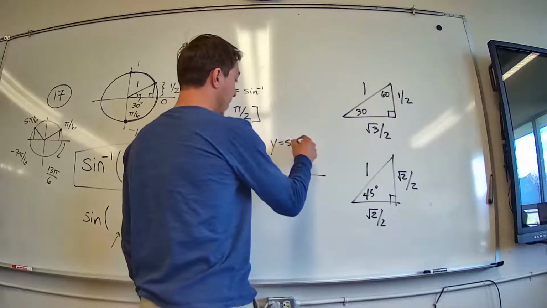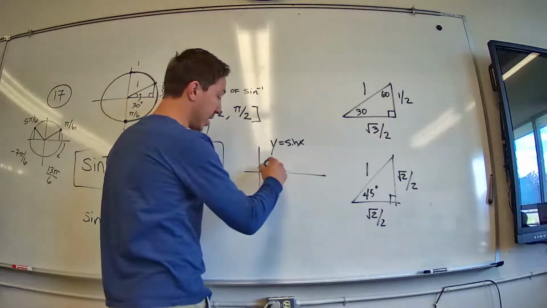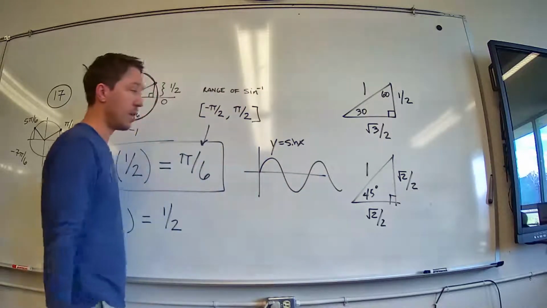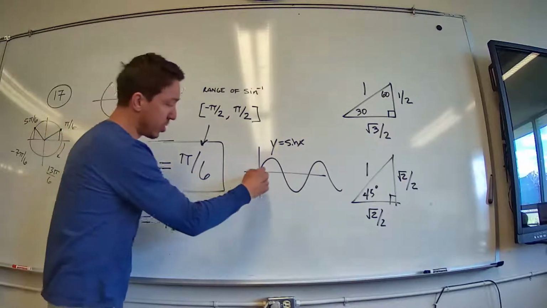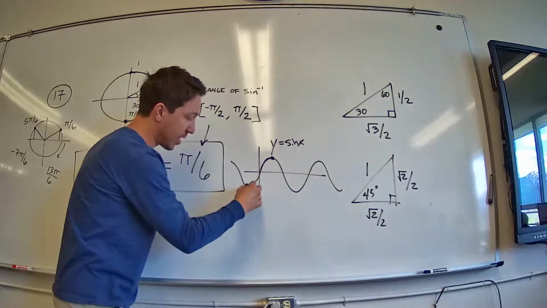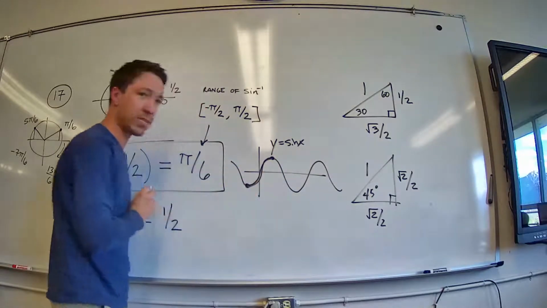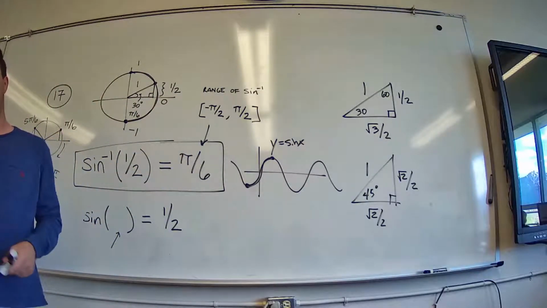If you graph y equals sine of x, this is something we're going to do later in this class, the graph looks like this, and it goes forever. That's not going to pass the horizontal line test. So what you do is you just grab this part of it. You say, that part does pass the horizontal line test, so I can invert that part.